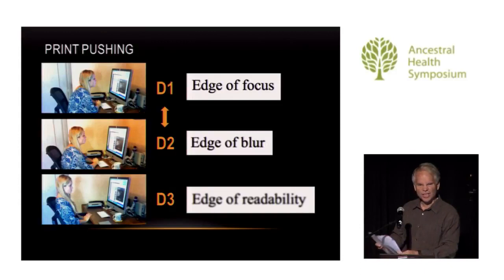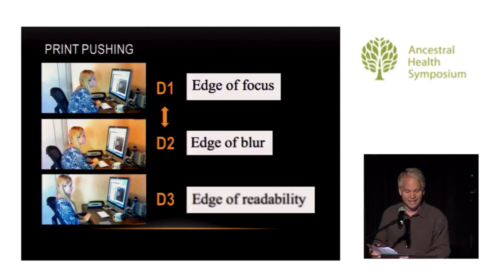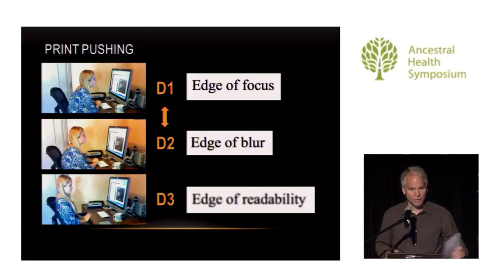Now push it out just a little bit further until it just starts to blur. You can just see that beginning of blur, and that's what I call the edge of blur, and that is D2. Push it back a little further away, and it starts to become indistinct. That's too far. That's the edge of readability. Well, this is analogous to when you go into the gym choosing the proper weight, right? You want to pick that weight that's putting you right at the edge of discomfort.